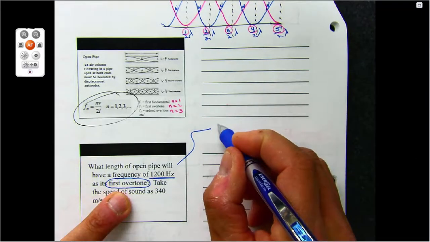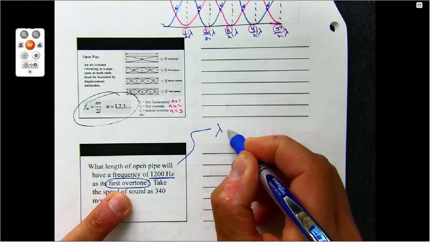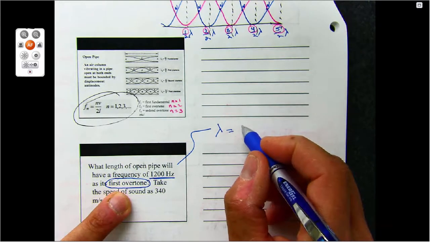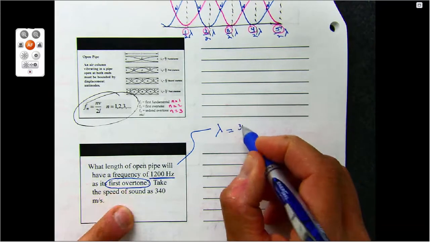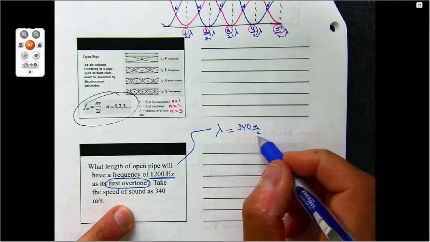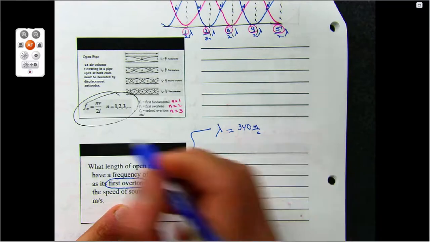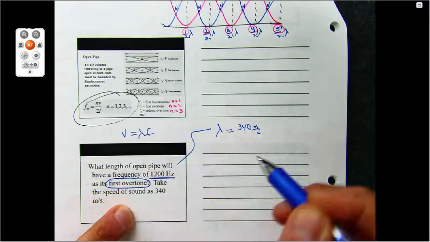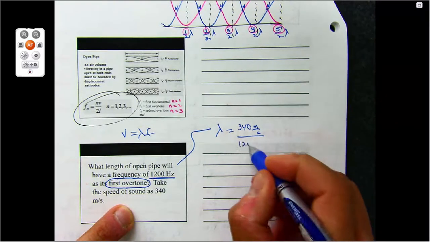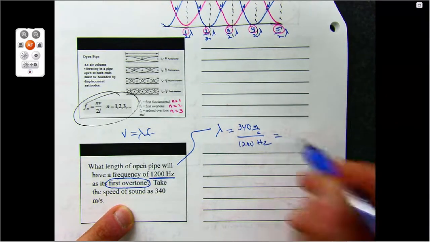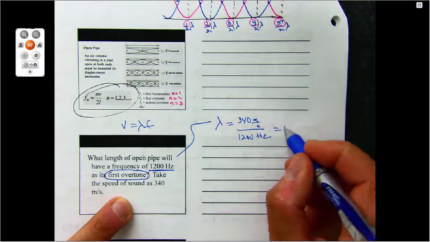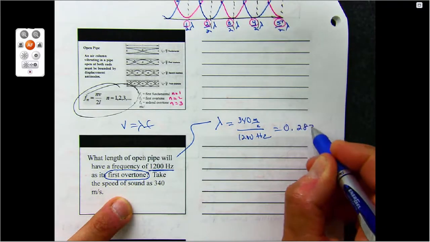So 1 wavelength is going to be my velocity, 340 meters per second, divided by the frequency of 1200 hertz. So that would be the answer, right? 0.283 meters.